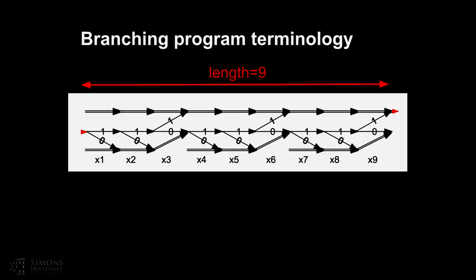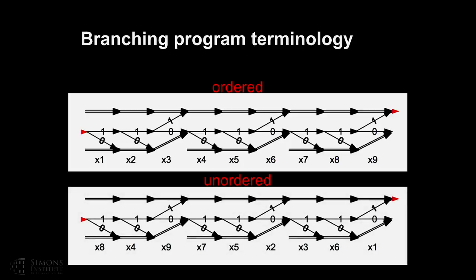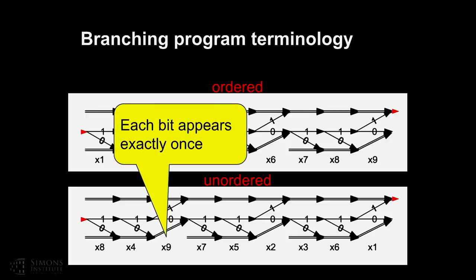Okay, so just some terms. The length, which we'll denote n, is just the number of bits that this thing reads. The width is the number of states that you have, so it's 2 to the amount of space. That's how you should think of it. And one distinction I also want to make is between ordered and unordered branching programs. An ordered branching program reads the bits in the order that they're presented, so bit 1, bit 2, bit 3, whereas an unordered branching program gets to choose how it reads the bits. I'm going to stick to read-once branching programs, which means that each bit is only going to be read once.